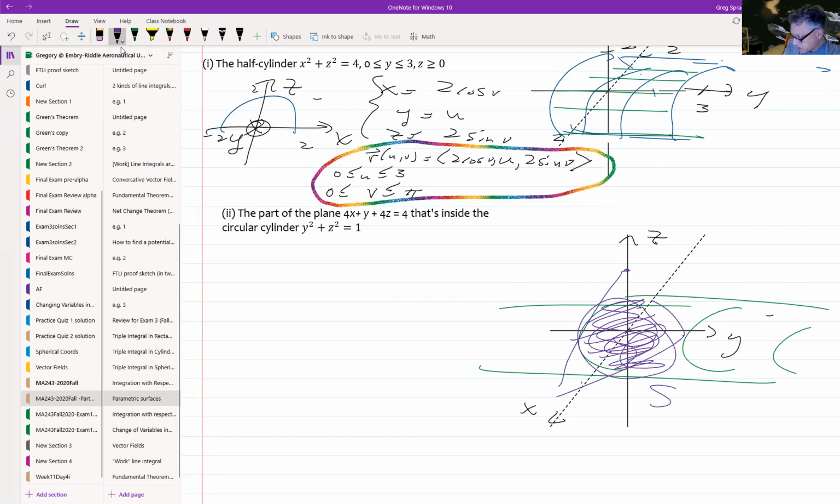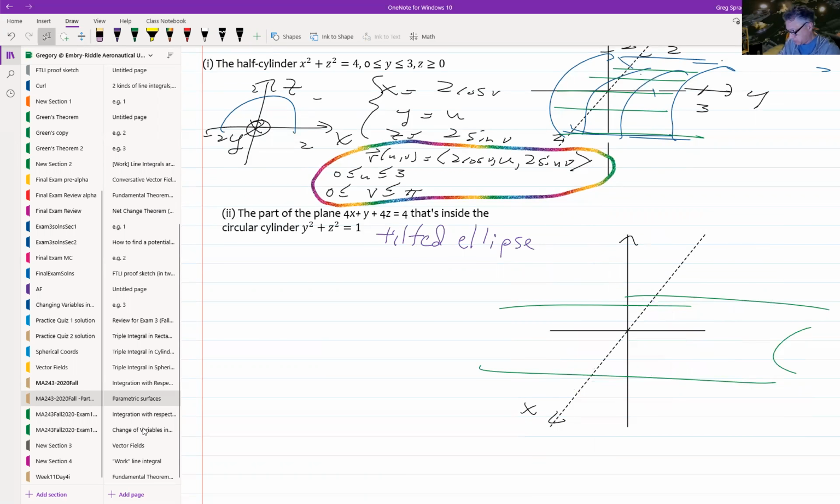Call the surface S. So this surface you can describe as a tilted ellipse, a tilted elliptical region. Oh, wait a minute, that's the wrong cylinder, isn't it? Yeah, the cylinder wraps around the x-axis.